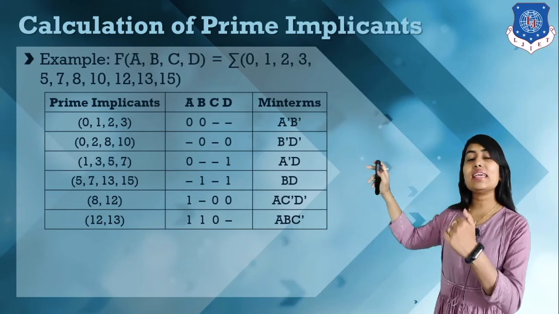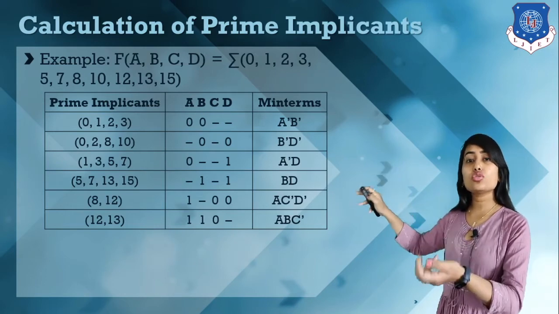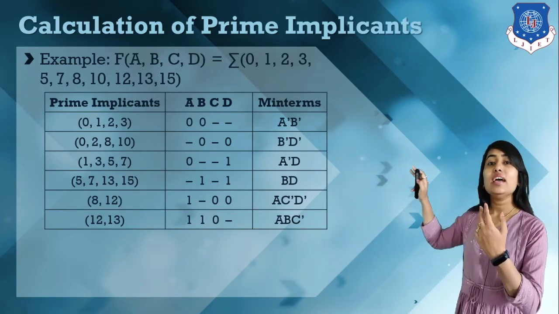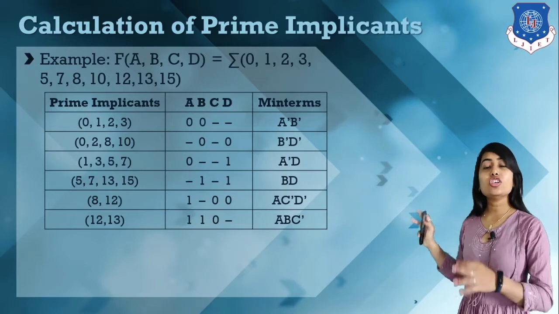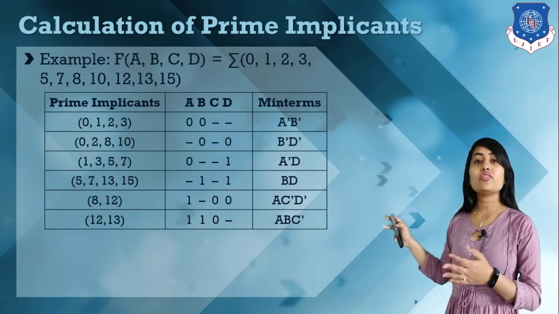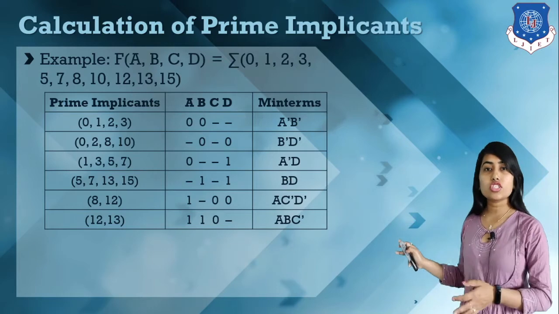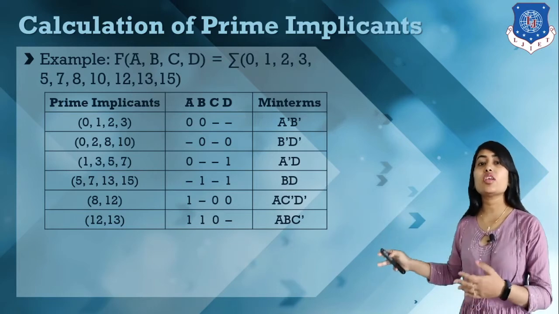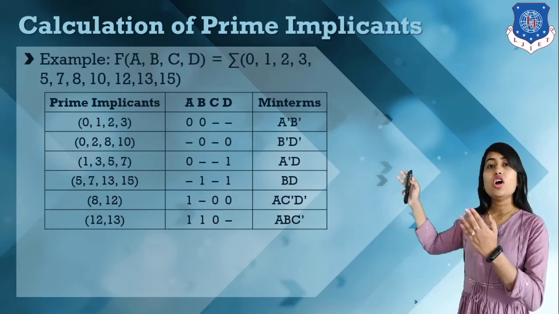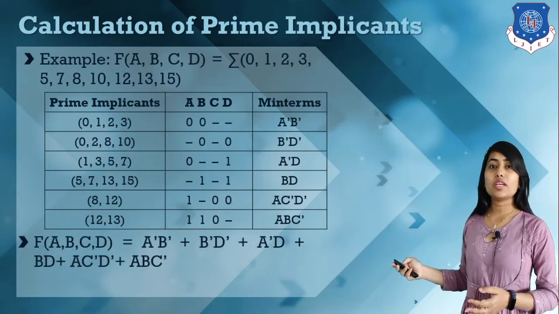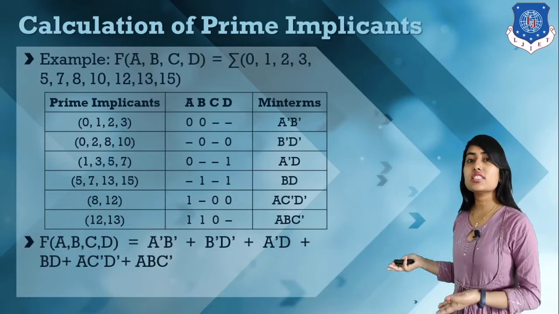Because A equals 0 and B equals 0, we can write the logical function like A', B', and so on. Using this concept we can write all the logical functions for each and every prime implicant. So all these terms are prime implicants, and we can write our logical functions like this.